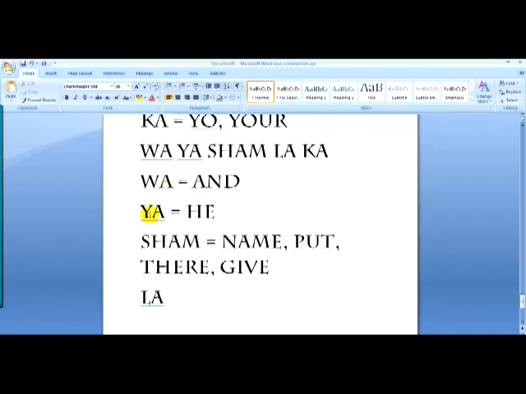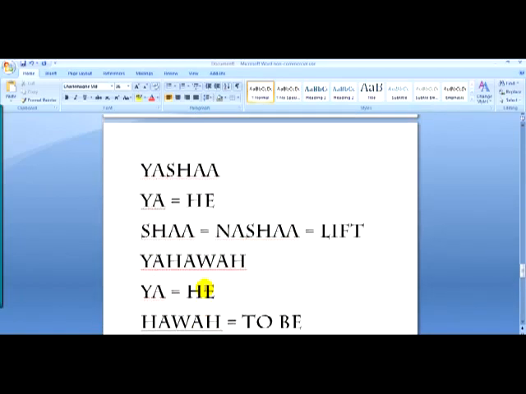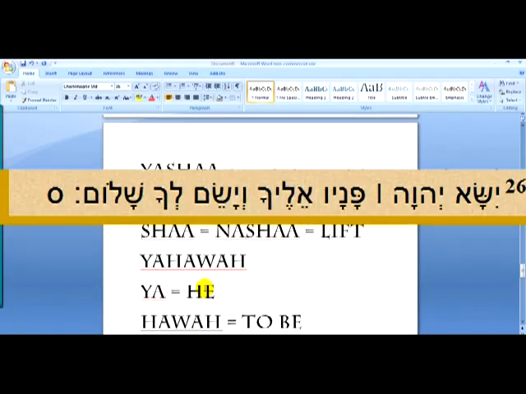Alright? The Wa is and, the Ya is he, the Shem is name, put, there, or give. The La at the beginning of any word, when it's separate from the actual word, is to, and the word Ka at the end of a word is you or your. And through constant repetition, you'll learn this. So once again, we have here the 26th verse is Yisa Yahweh Panayw Elayka wa Yasem Lka Shalom.